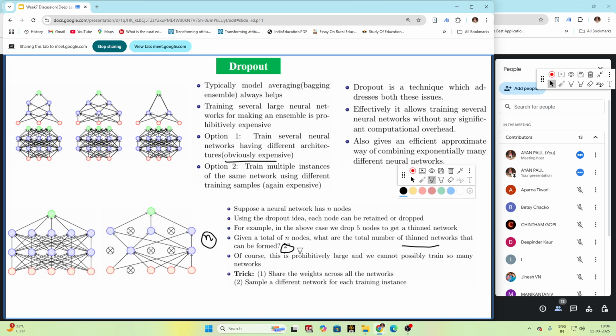This is maths, and this question might come, so that is why it is important. If you have n hidden neurons in the hidden layers, then you can perform this thinning in 2 to the power n ways.